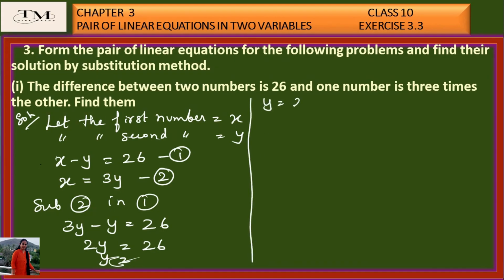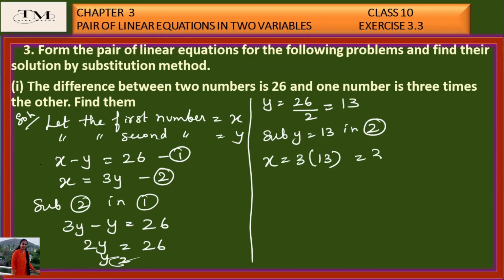So y is equal to 26 divided by 2. The product will be in division on the other side. So 26 divided by 2: 1 twos are 2, 3 twos are 6. So we got y is equal to 13. Now we can substitute y is equal to 13 in the second equation. Then we will get x is equal to 3 into 13, which is equal to 39.